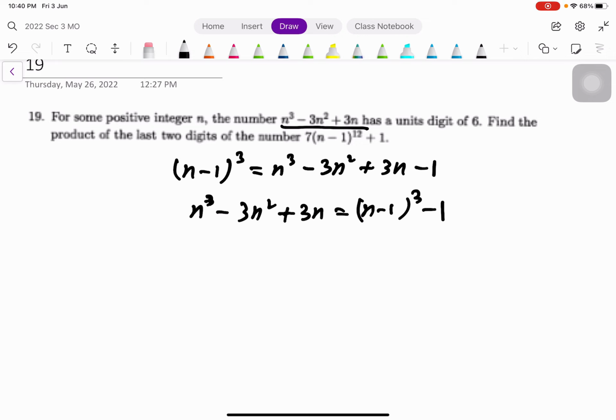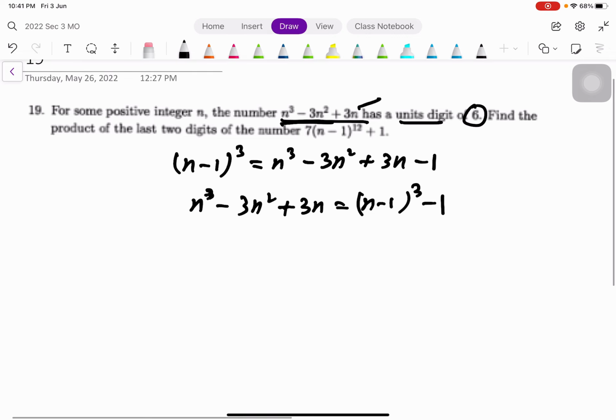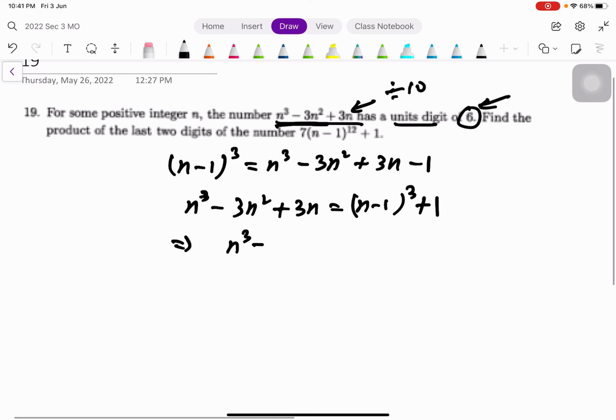And can you see that it says that this number has a unit digit 6, right? That means when this number is divided by 10, the remainder is 6. Therefore, this should be plus 1. Therefore, this implies that n cubed minus 3n squared plus 3n is congruent to 6 modulo 10.